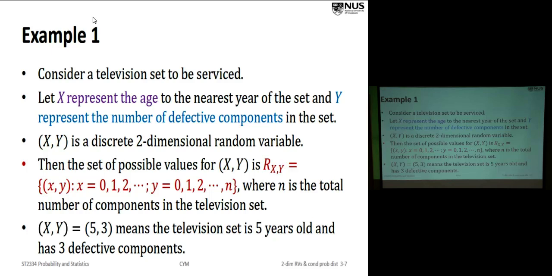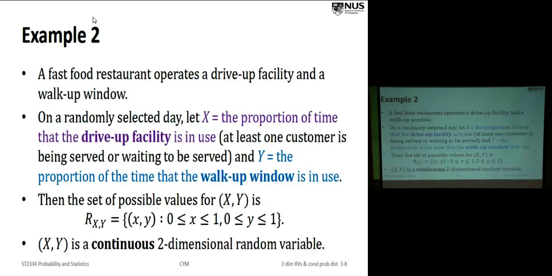And so that's an example of bivariate or two-dimensional random variables, if indeed these things have some intrinsic randomness to them. In fact, I don't think it makes sense because the age is not necessarily random unless you have a massive collection of televisions and you don't know anything about them.